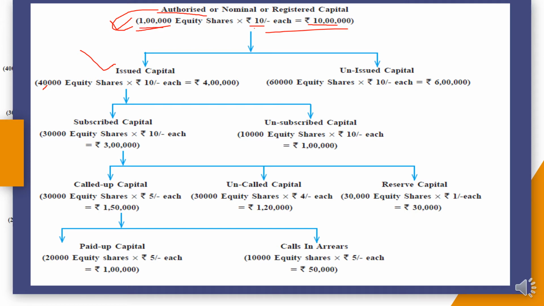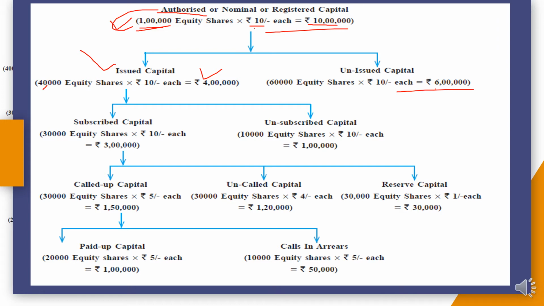So out of the authorized capital, the part which is offered to the public is known as issued capital. Say for example, 40,000 equity shares are being issued of rupees 10 each. So 4 lakhs of equity share capital is being issued. So if out of 10 lakh, 4 lakh is issued capital, how much will be the unissued capital? 6 lakh, students. So how will we get the 6 lakh? 60,000 equity shares of rupees 10 each.